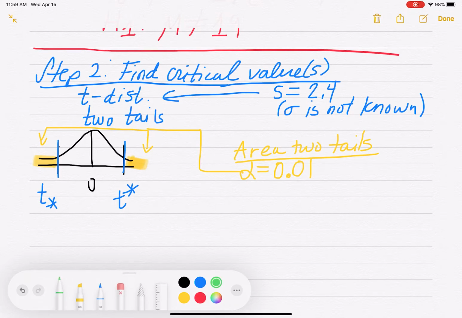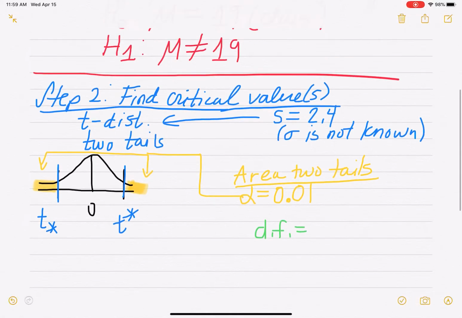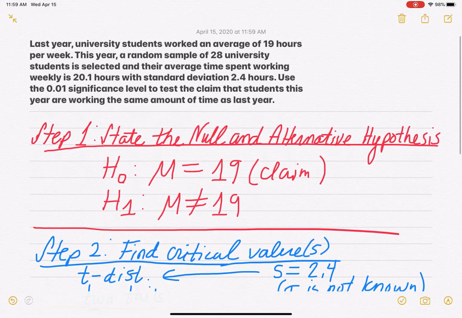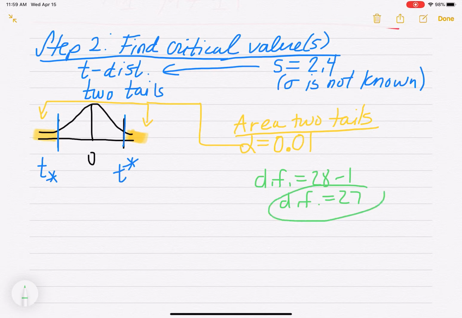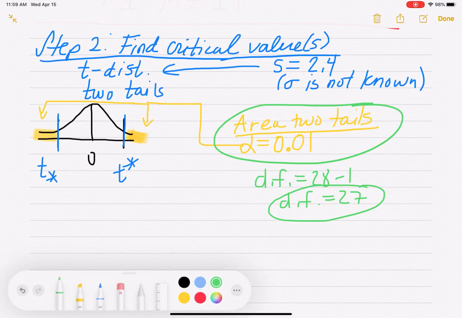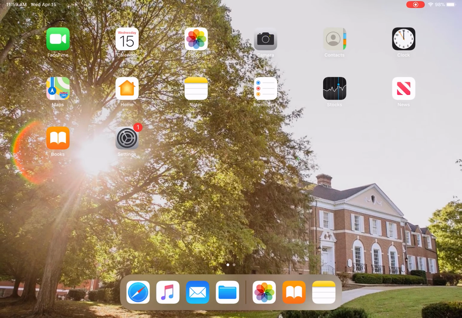what are degrees of freedom here going to be? Well, you're going to take your sample size, which if you look closely, was 28 university students. It's 28 minus 1. So you take the sample size minus 1, and you get degrees of freedom are 27. So I'm going to look up degrees of freedom 27, area in two tails 0.01 to get my T upper star. And then from that I can find my T lower star, which will just be the negative of that. Let's do that real quick.